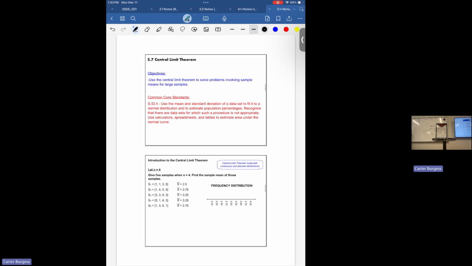We're just going to discuss the consequences of the central limit theorem and what it means for us in terms of a normal distribution.